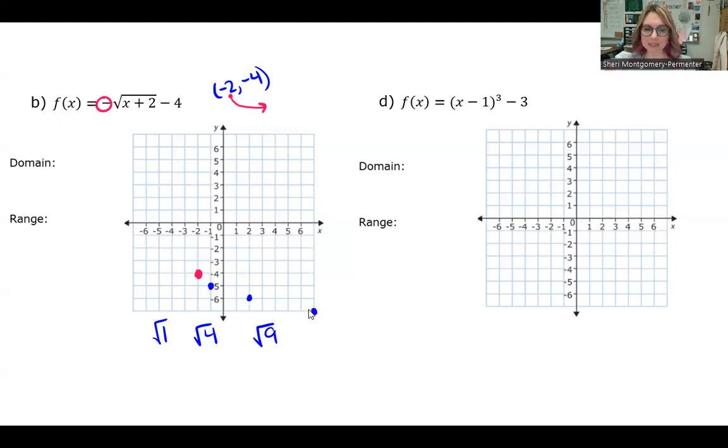So now I can connect my dots. Remember that it is half of a U. That is that shape. It is half of a U, so it's not a straight line. It is half of a U. So you want to make sure that you're as curvy as possible.